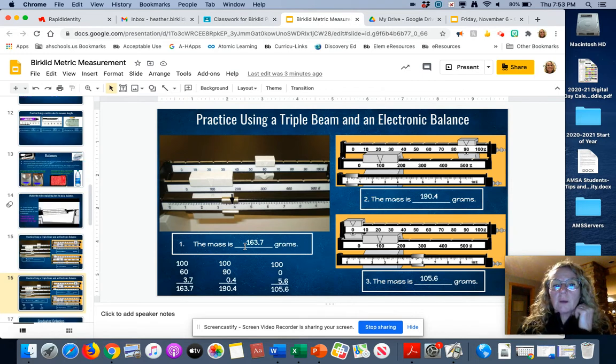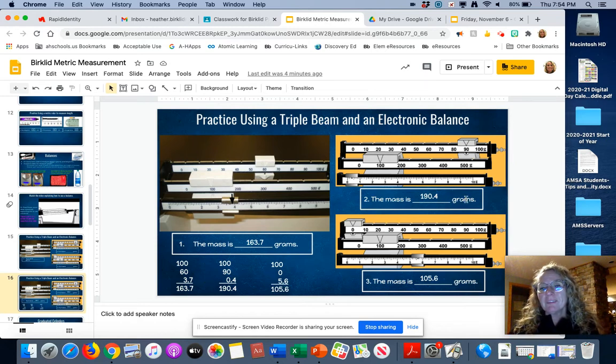Okay, so if we go on, I did the math below so you can see what I mean about lining out the place values. I guess it was 163.7 if you can see it better. But this one over here, you would take the 100 plus the 90. And then here's the interesting thing. This is 0, so it would just be the 0.4. So 100 plus 90 plus 0.4 gives you 190.4 grams.